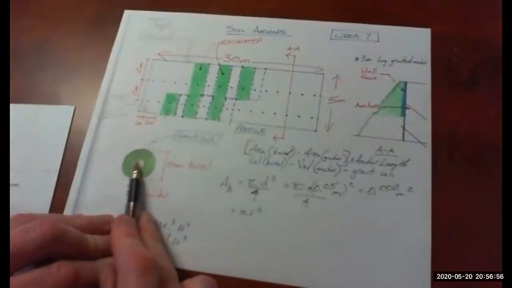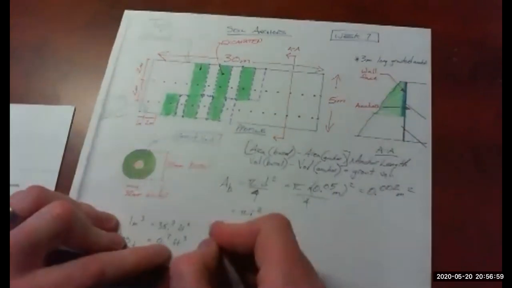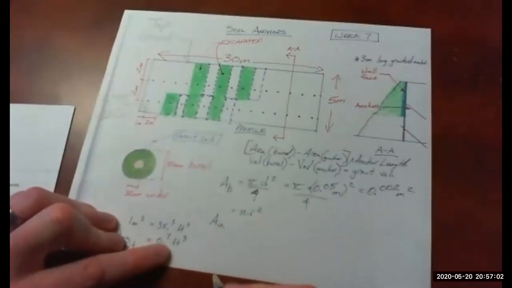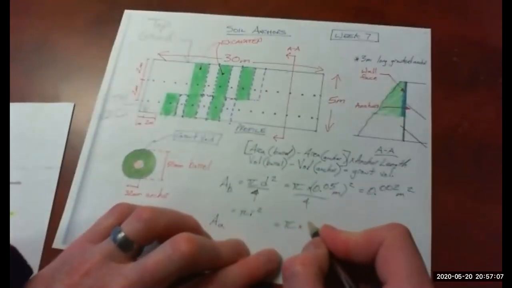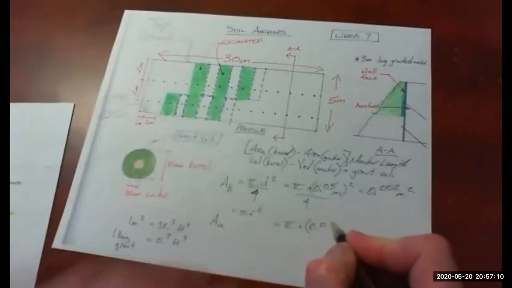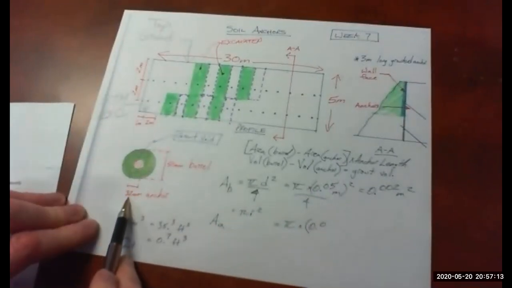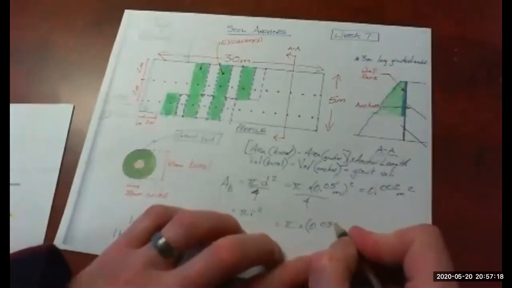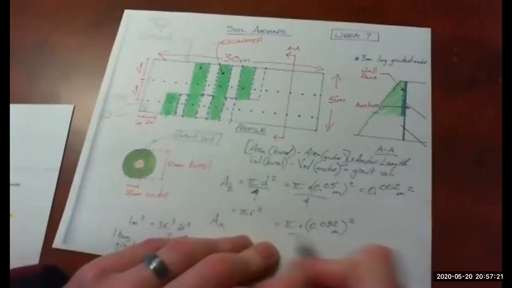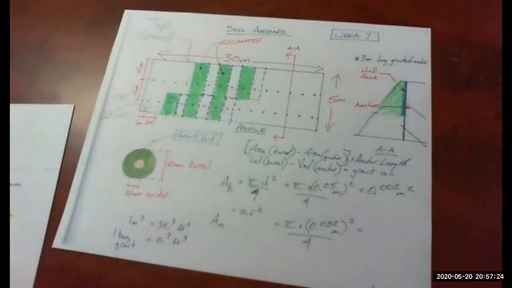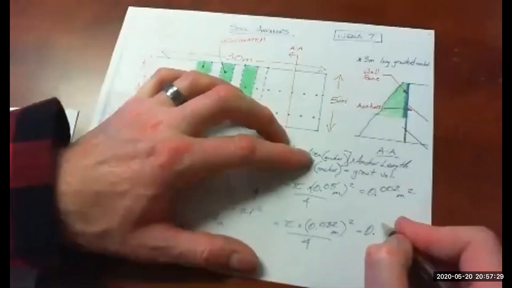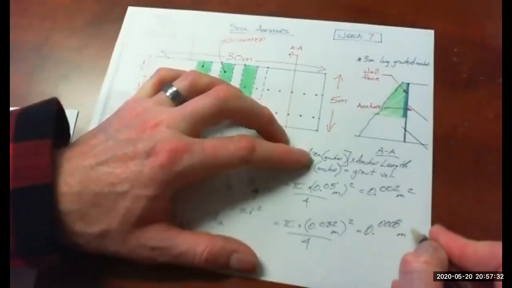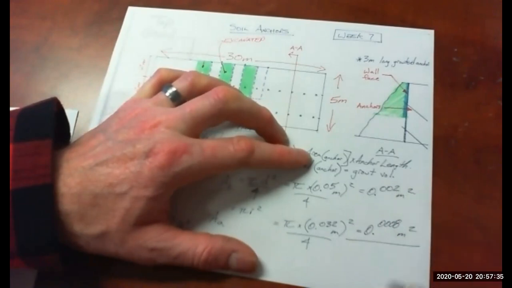So that's the barrel. So do the same thing with the anchor. So area of A, so A is anchor. So pi, 0.0, so 32 millimeter diameter anchor. So 32 millimeters is 0.032 meters. Square that, divide by 4. That gives you an even smaller number of 0.0008 square meters.